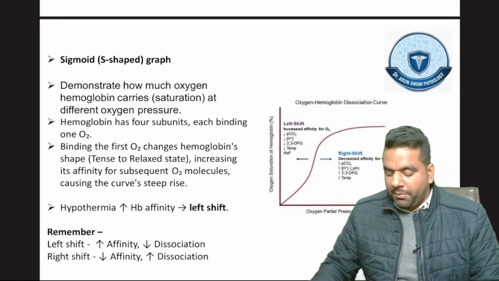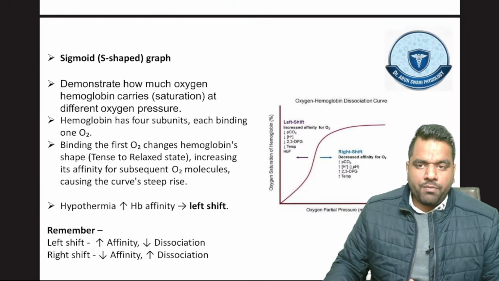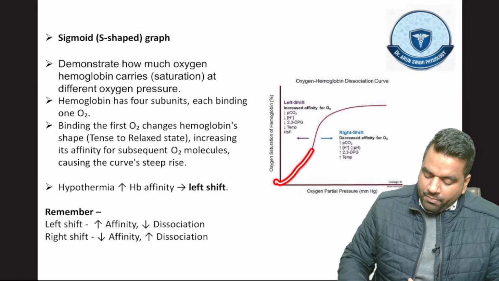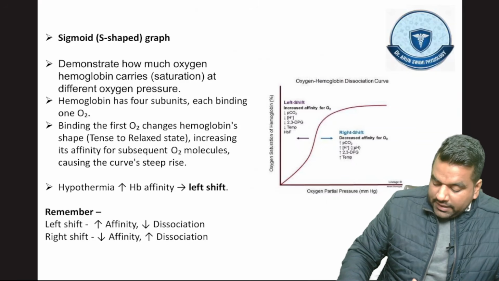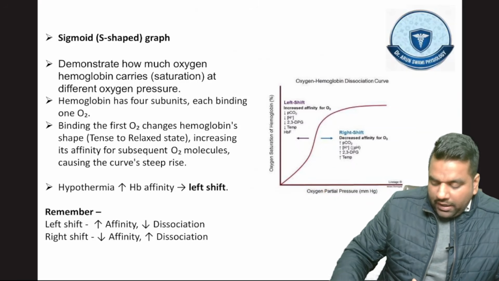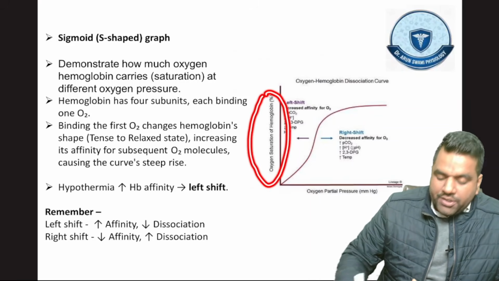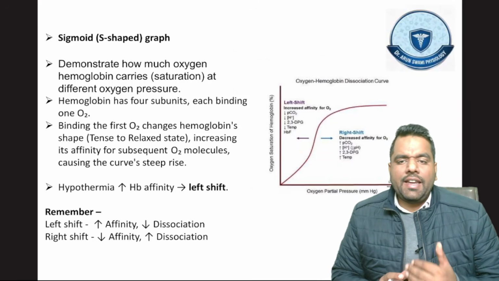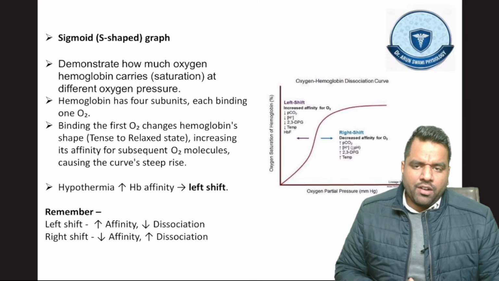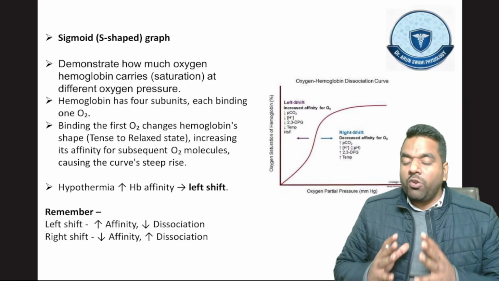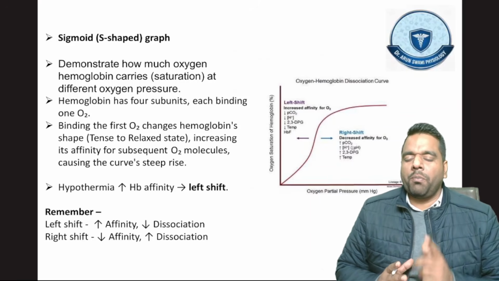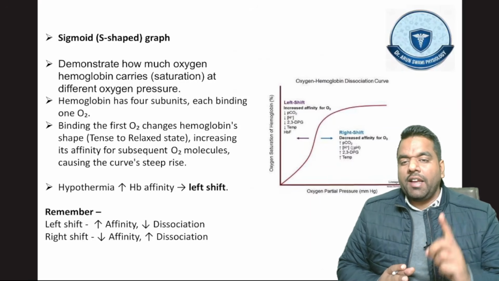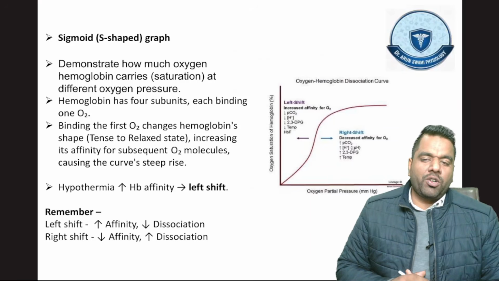Please remember a few things about this oxygen hemoglobin dissociation curve. This is a sigmoid or S-shaped curve, which you can see in this image. On the x-axis there is the partial pressure of oxygen, and on the y-axis there is the saturation of hemoglobin. It demonstrates how much oxygen hemoglobin carries at different oxygen pressures, and we know that hemoglobin has 4 subunits, and each subunit binds with one molecule of oxygen. So one molecule of hemoglobin can bind with 4 molecules of oxygen.